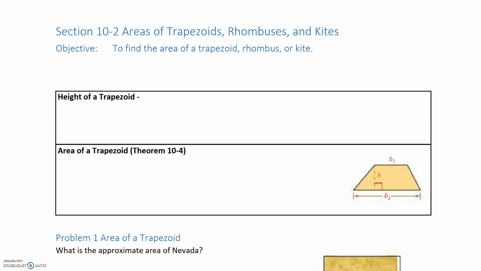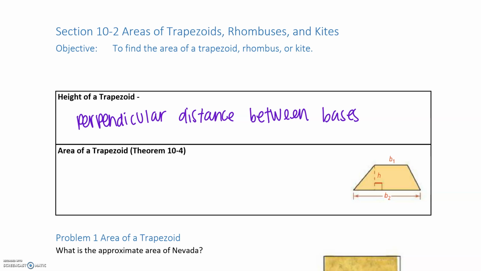Okay, so today we're going to look at the areas of trapezoids, rhombuses, and kites. There's only two different formulas for this, so it'll be perfect. First thing we're looking at is the height of a trapezoid, which is just the perpendicular distance between the bases. And the area of a trapezoid, our actual formula, is going to be the area equals 1/2 times the height times the sum of the bases. So we're going to add our bases together, okay?